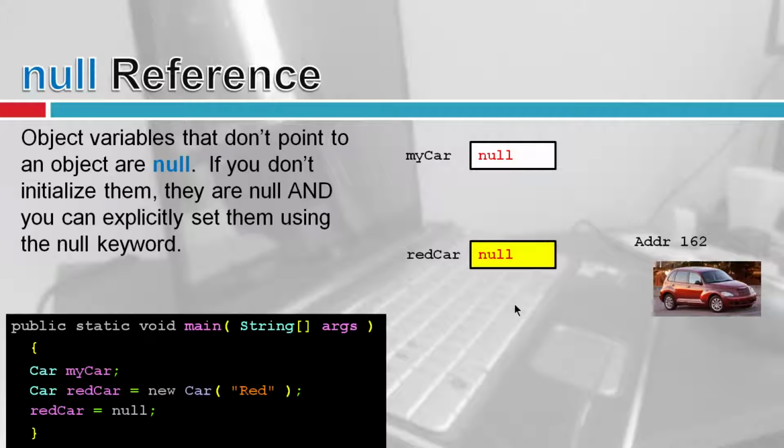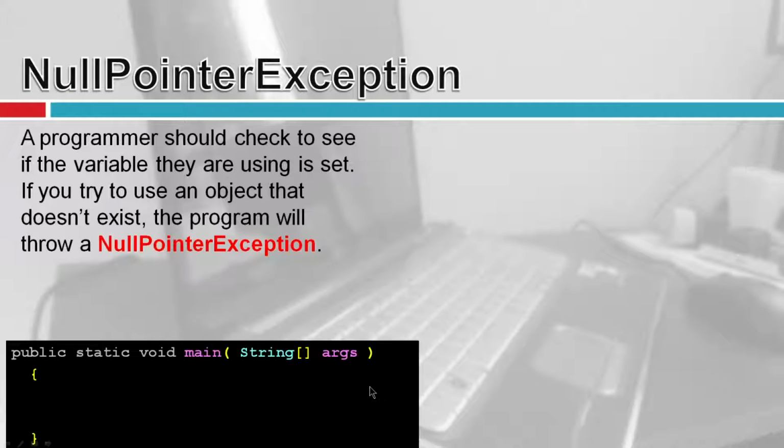Now notice a lot of people have had issues with null pointer exception, and this is why. If you didn't specify a new car, you didn't say the keyword new, you didn't create a new string or whatever, you'll probably get a null pointer exception. And here's an example of what that looks like.